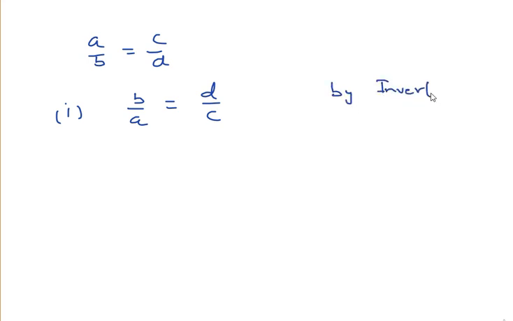Let me recall one more time. If we have A upon B is equal to C upon D, it is given to you that two ratios are in proportion. First part will be B upon A is equal to D upon C. It will come by invertendo. Second part, A upon C is equal to B upon D. It will come by applying alternando.